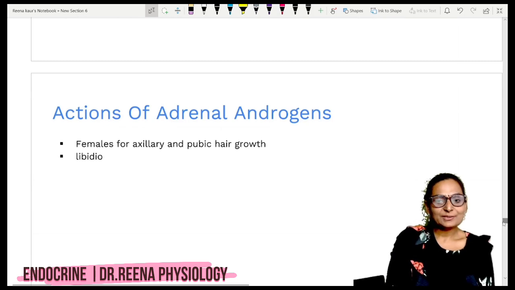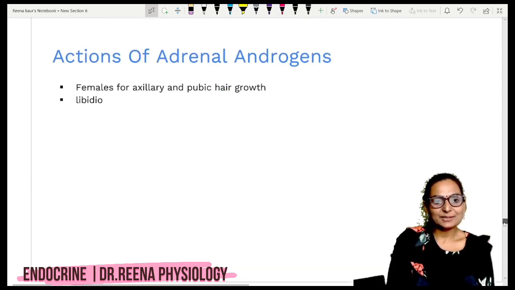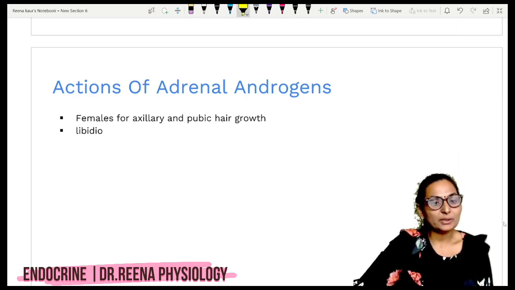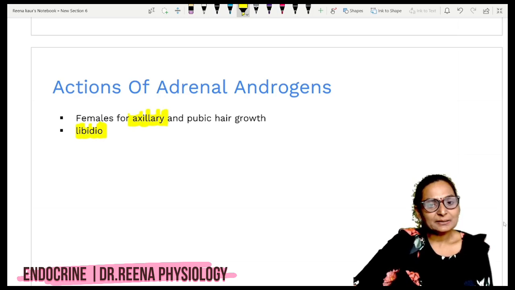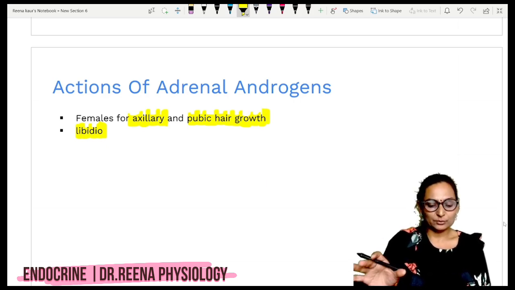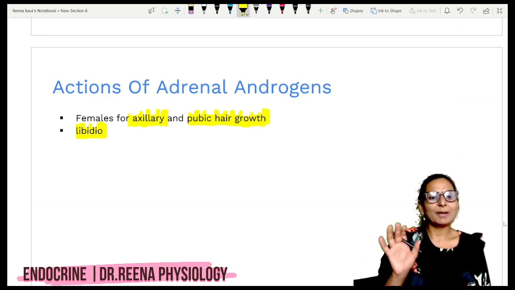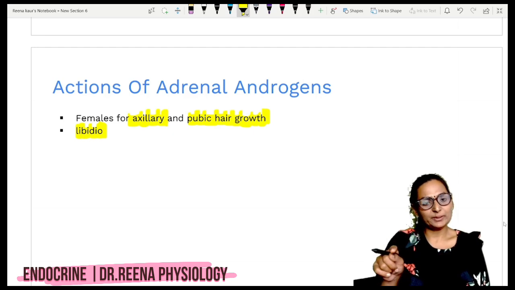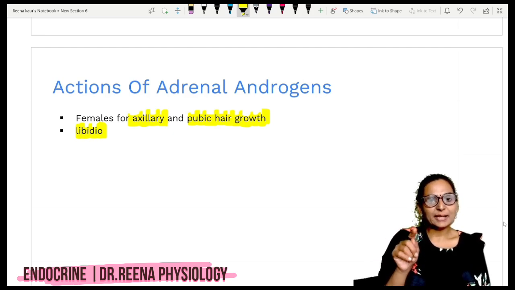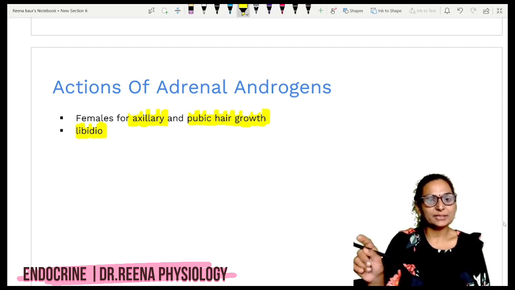Now, what are the actions of the adrenal androgens? Adrenal androgens, especially in females, are very, very important for libido, axillary and pubic hair growth. In females, the effects are brought about by the estrogens, but axillary hair, pubic hair, and libido are the actions of androgens. और androgens हमने लिखा था dehydroepiandrosterone and androstenedione. We wrote those.